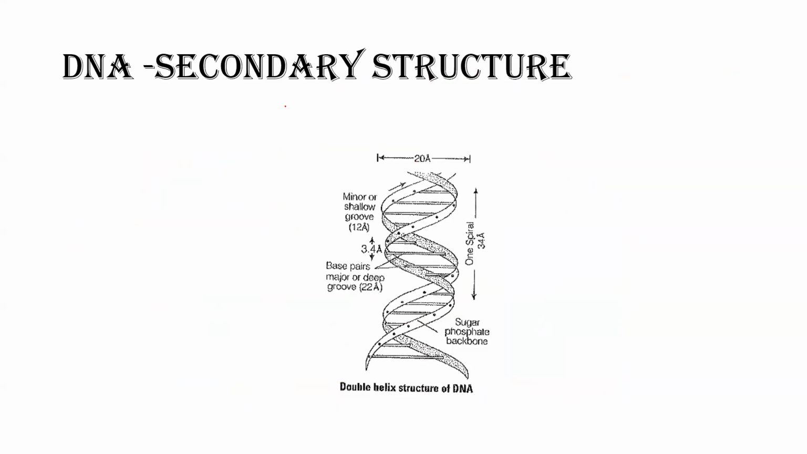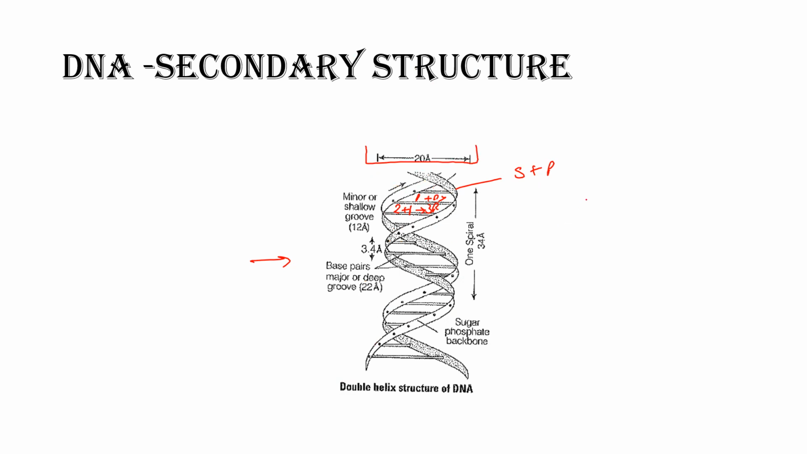So let's see the secondary structure of DNA. You can see in this that the backbone is made up of sugar and phosphate. Between both the strands, nitrogen base pairs are found. Purine is attached to pyrimidine. Purine is a 2-ring structure, pyrimidine is 1, and together they form a 3-ring structure. So the diameter is constant, which is 20 angstrom.